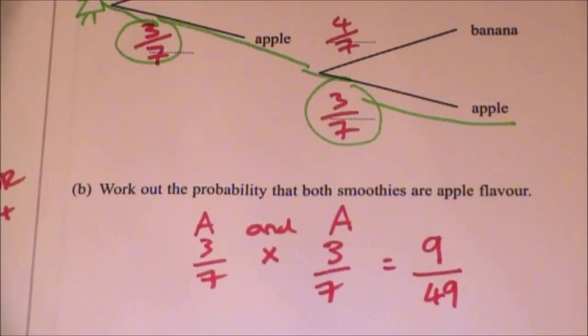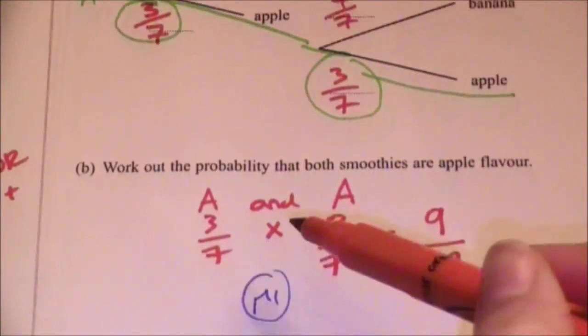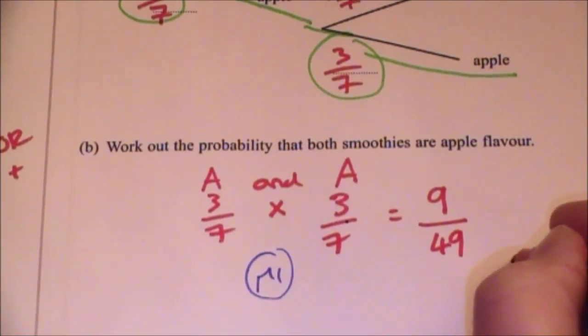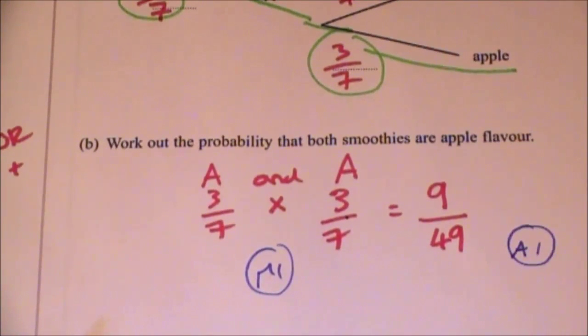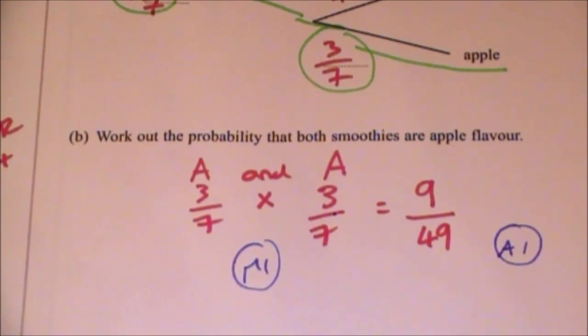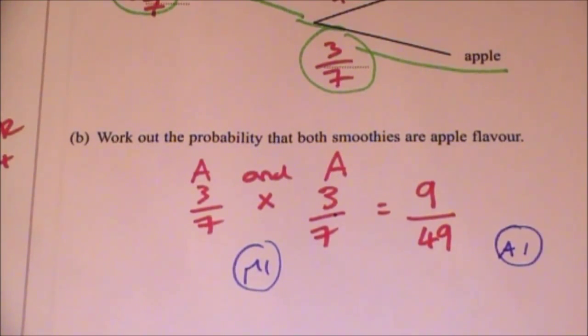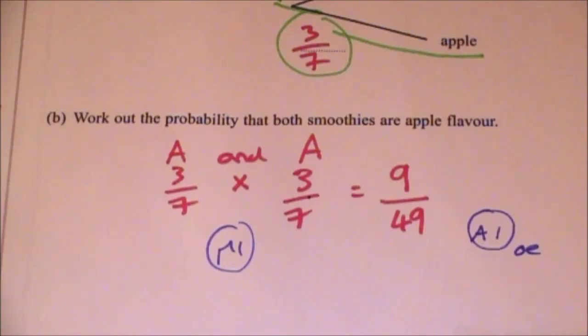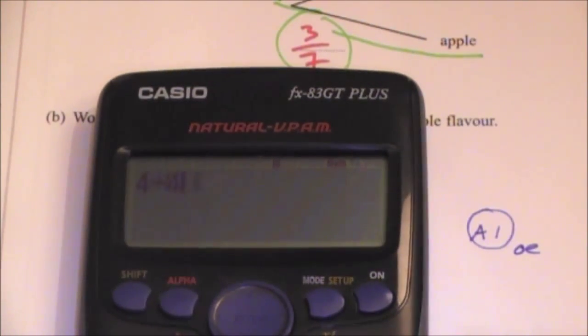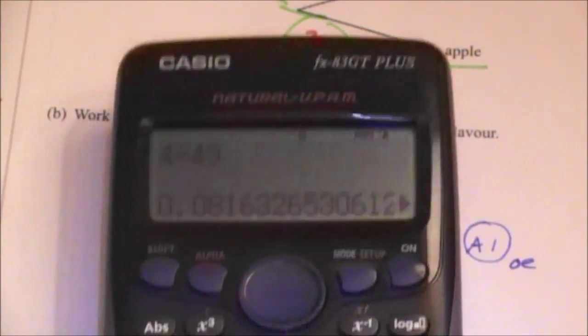This again is a 2-mark question. You get 1 mark for showing that you understand you multiply these probabilities together. You then get the 2nd mark for getting your answer correct. It's an OE mark, which means or equivalent. So you've got 9 over 49. If you had written it as a decimal, then you can get that mark as well. And as a decimal, 9 over 49 is going to be that.